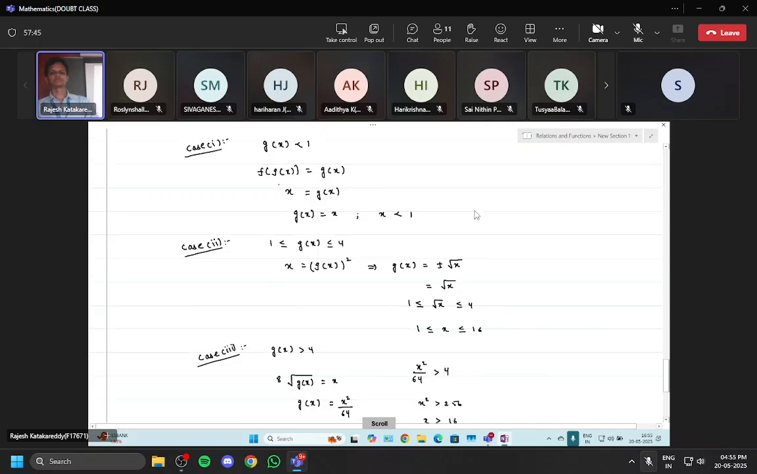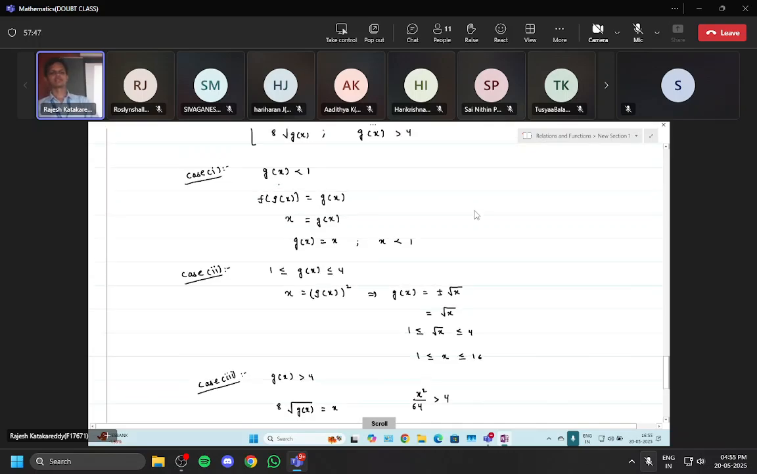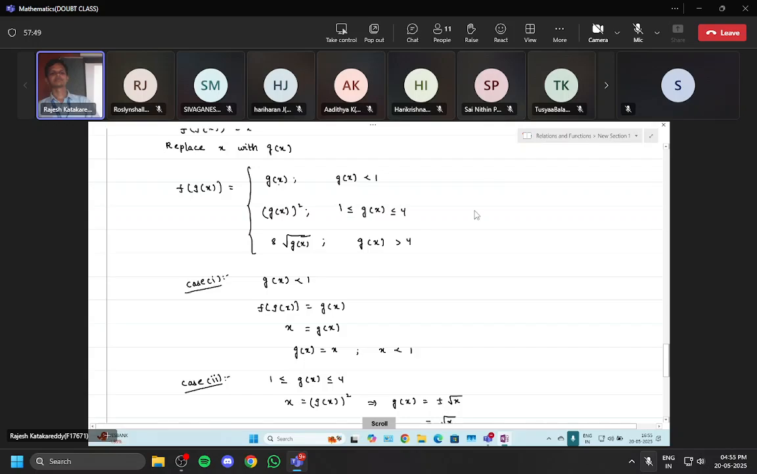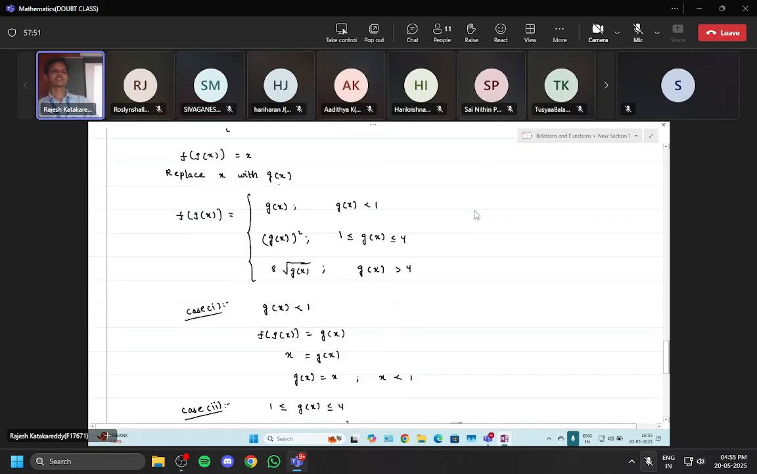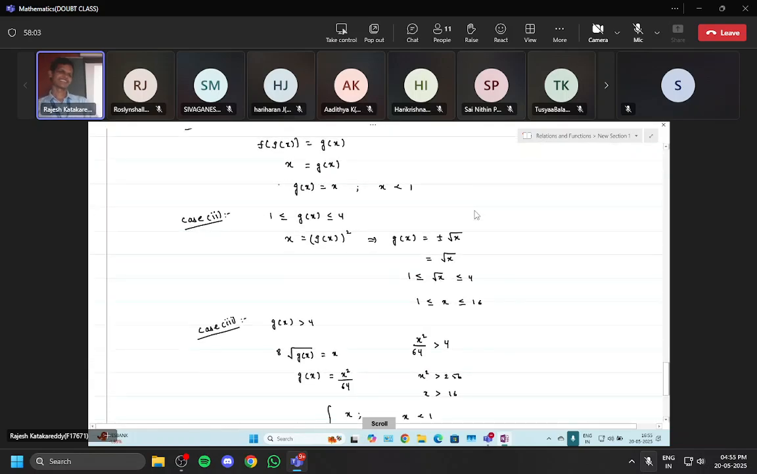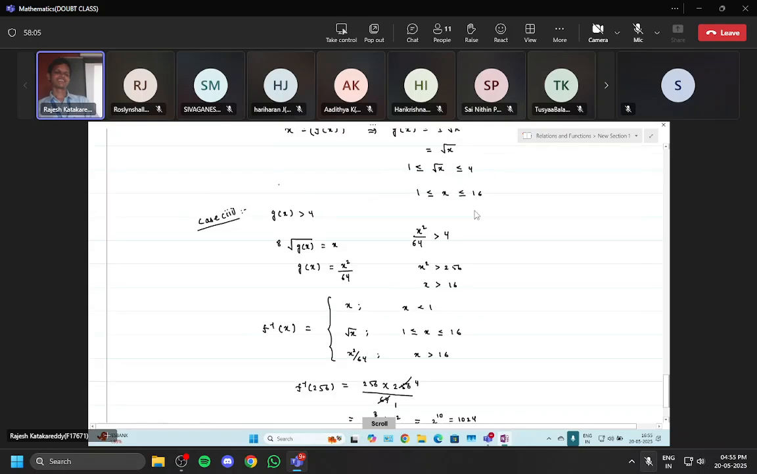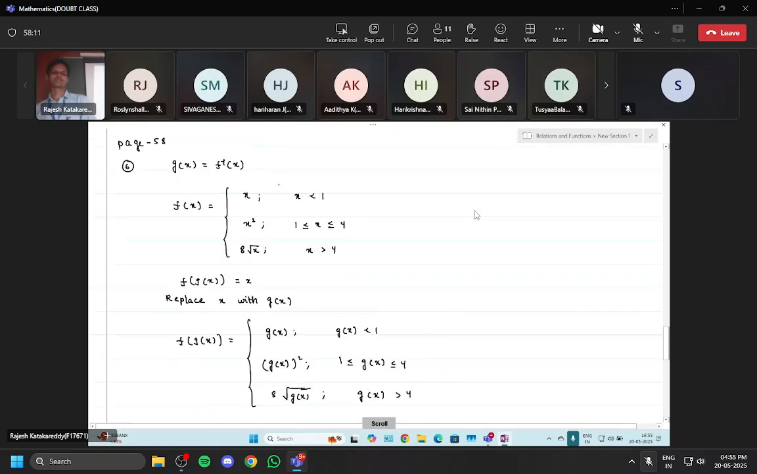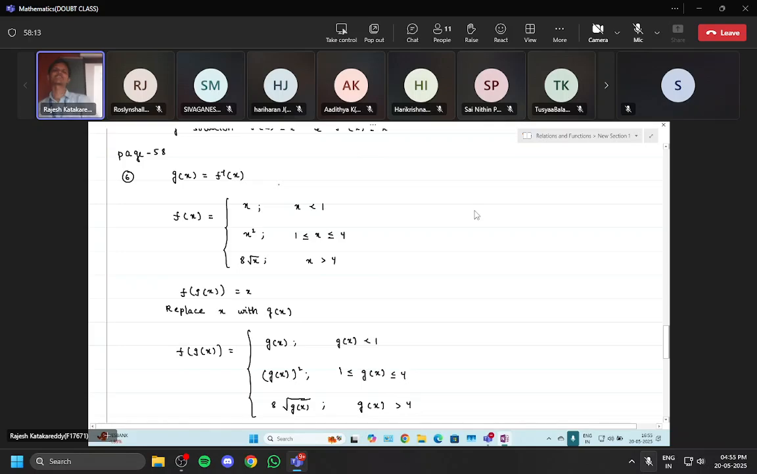Which one? Before, f of g of x. Take f of x, write g of x in place of x. f of g of x, that is what they have given in the problem. See, g of x is equal to f inverse x.